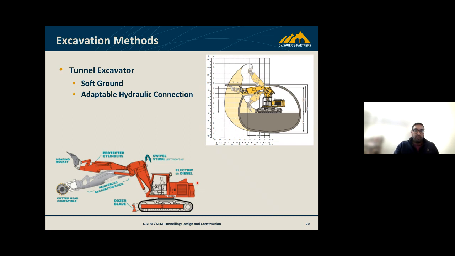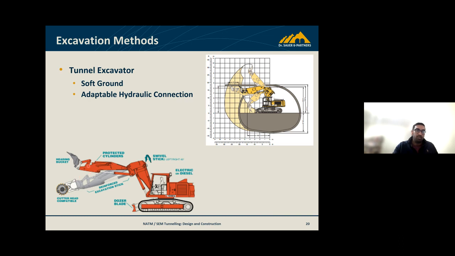Tunnel excavators look like normal excavators, but have a few key and fairly expensive differences. The one being this swivel action that you see, so the arm can articulate in many more ways than what you'd see on a regular backhoe or JCB at the surface. Also, a lot more protection for the hydraulics due to the application of the machine, and the adaptable hydraulic connection is very important as well.